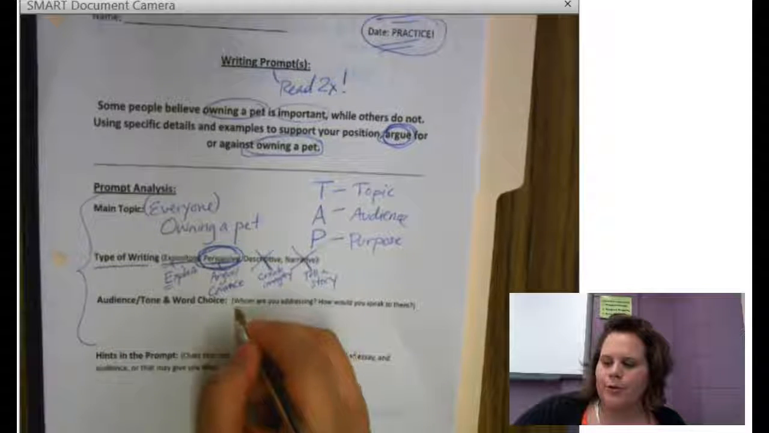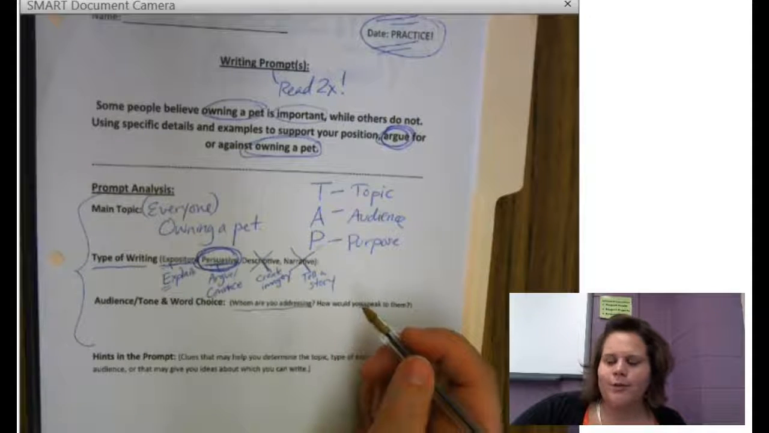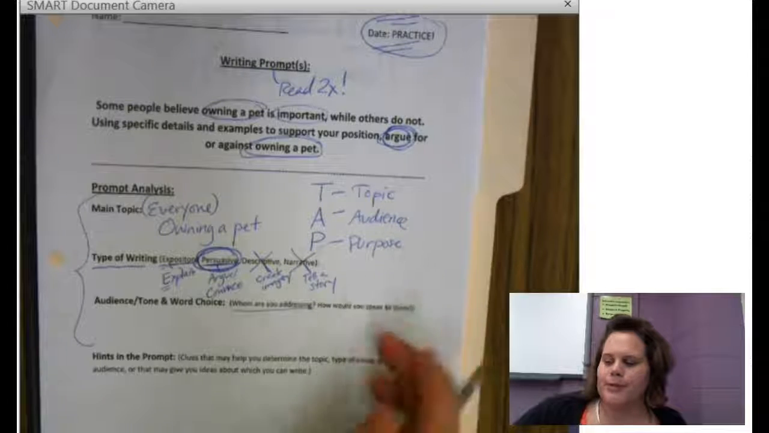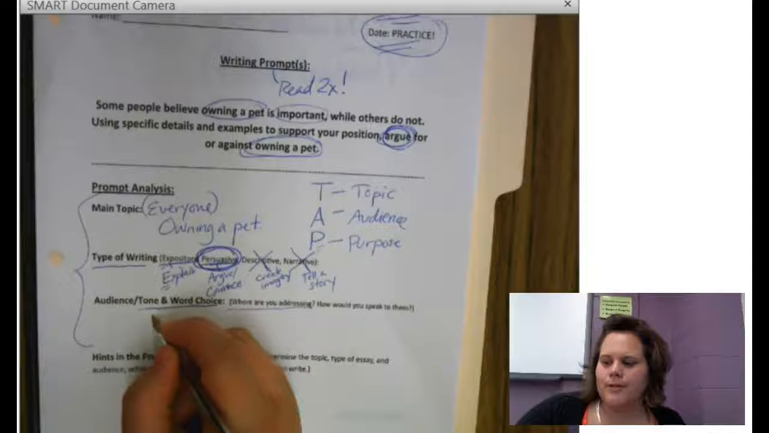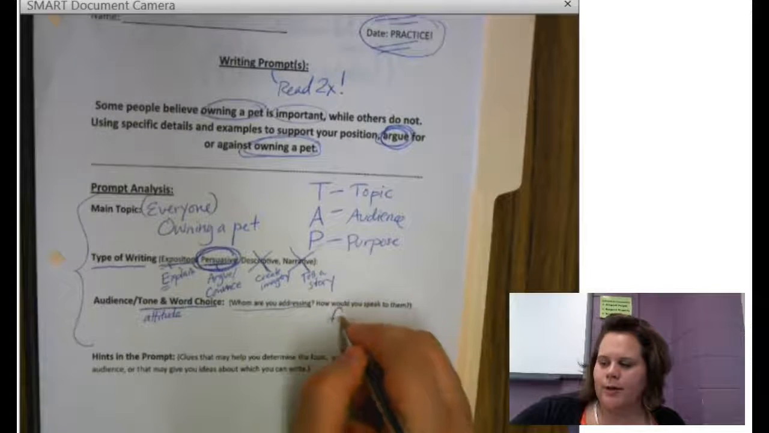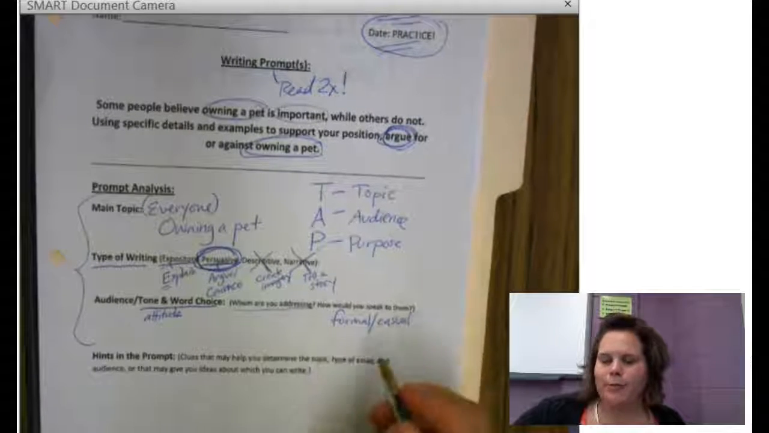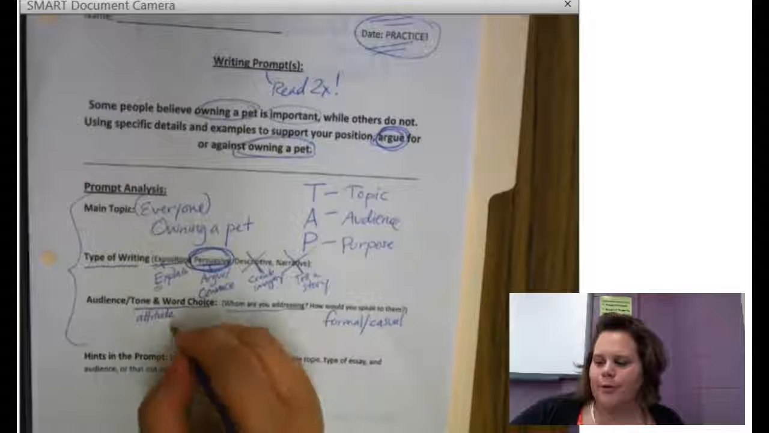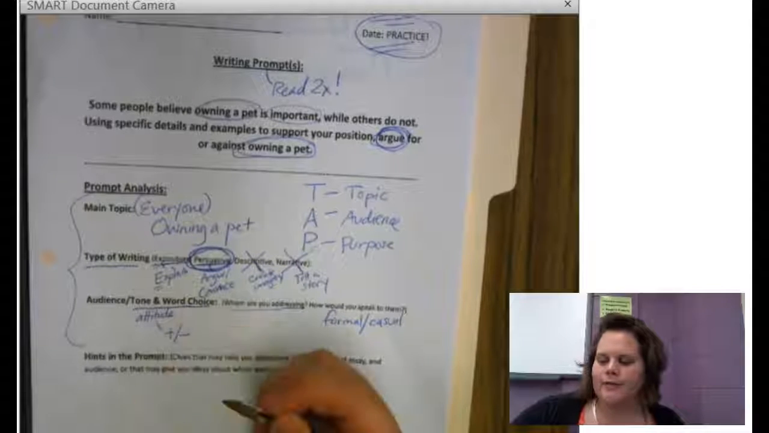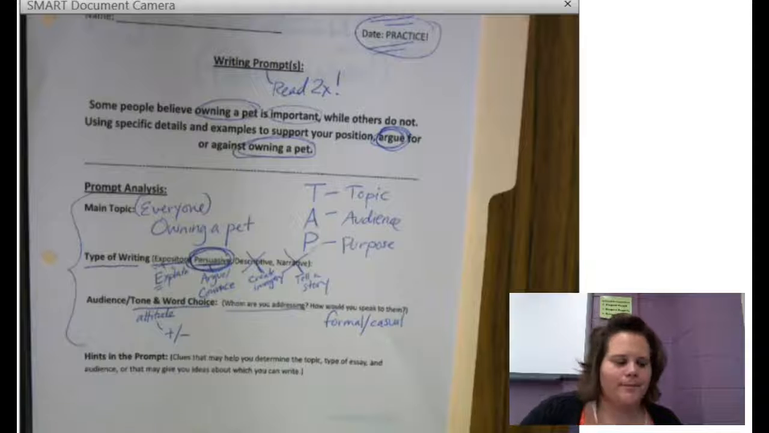Audience means who you're actually addressing when you're writing this prompt. Not a teacher, but who it wants you to convince or who it wants you to explain something to. And your tone and word choice. Tone is your attitude. Your word choice should be formal or casual, depending on your audience. Formal if it's adults or authority, casual if it was like friends. Your tone could be positive or negative, sarcastic, friendly, something like that. But pick a tone and stick with it.